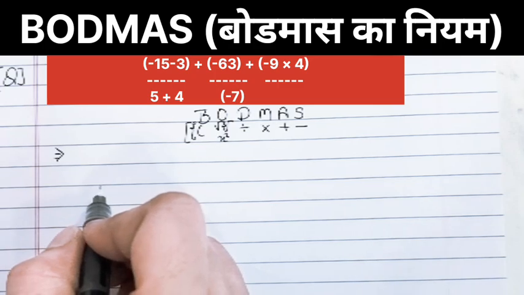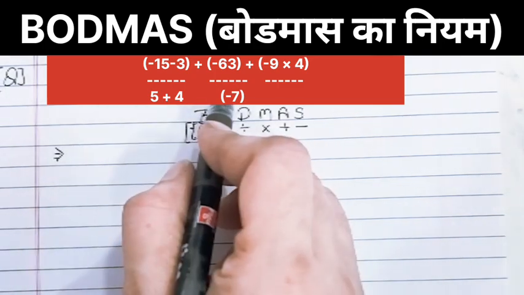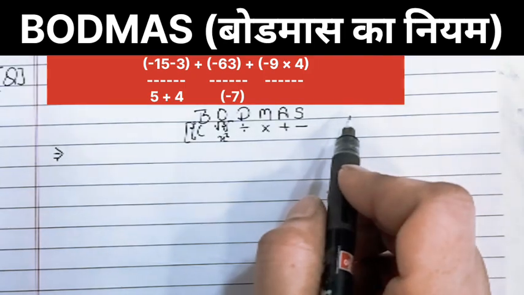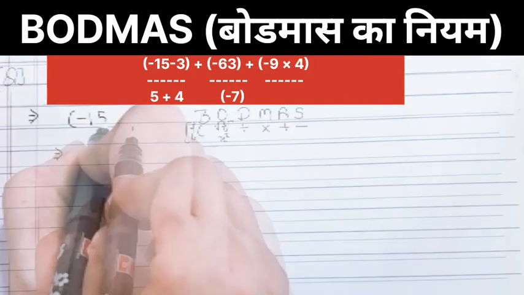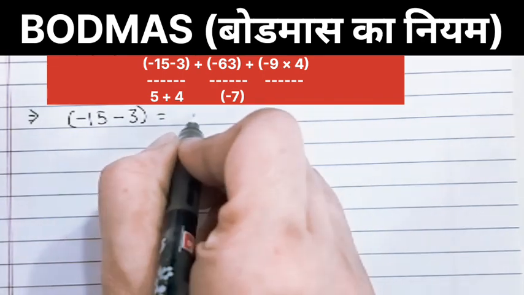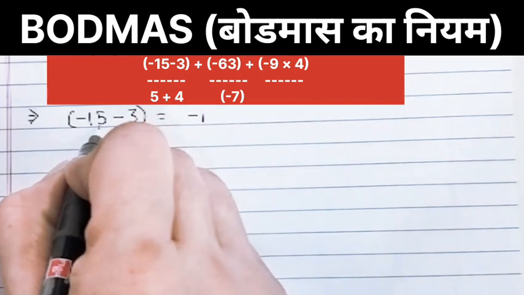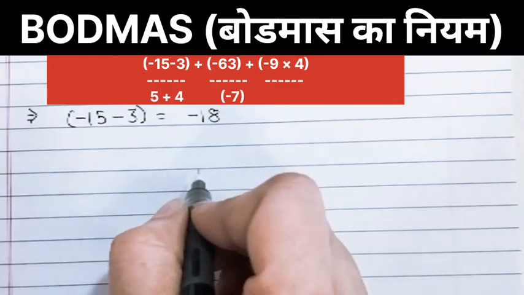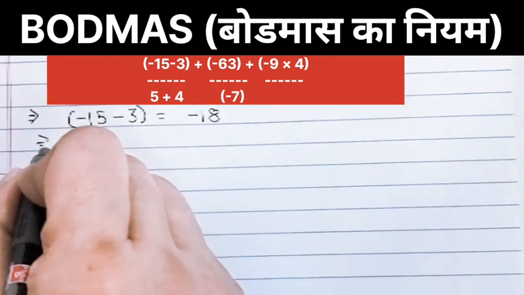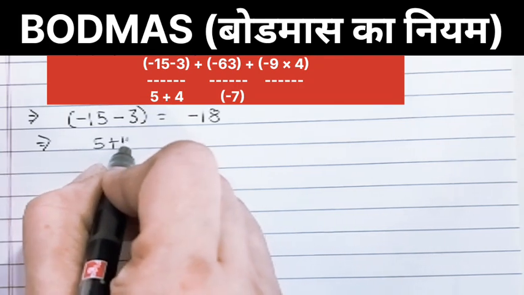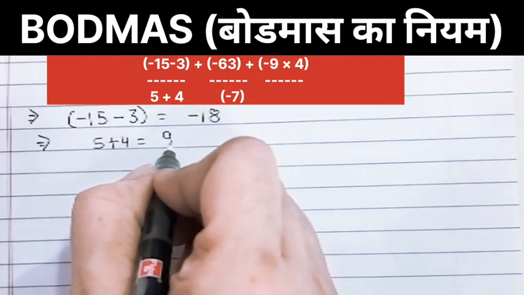Now step 1, brackets. We first simplify the terms inside the parentheses and simplify the grouping of the numerator and denominator. Minus 15 and minus 3 is equal to minus 18, because the larger digit has a negative sign. Now the denominator says 5 plus 4. 5 plus 4 equals 9.